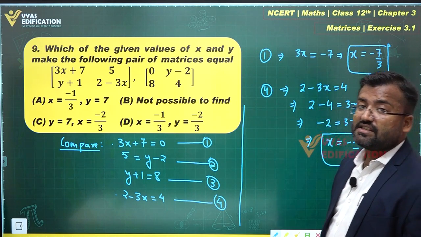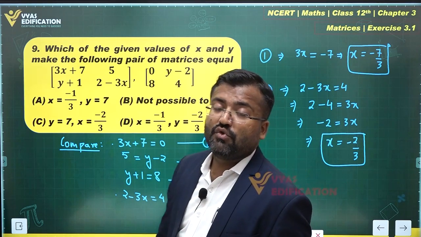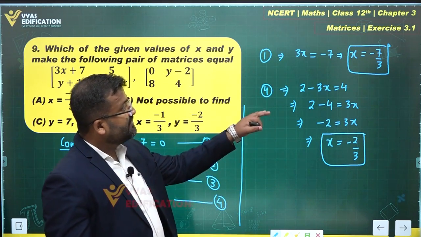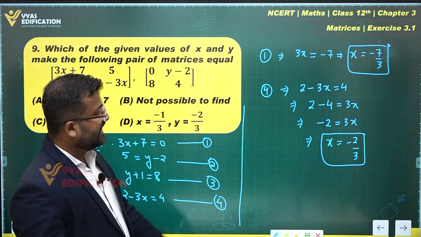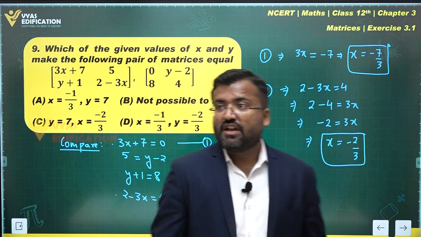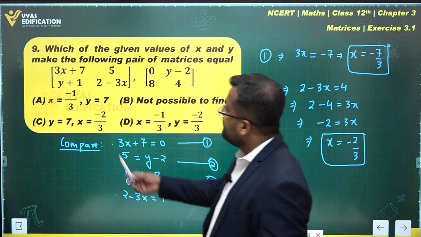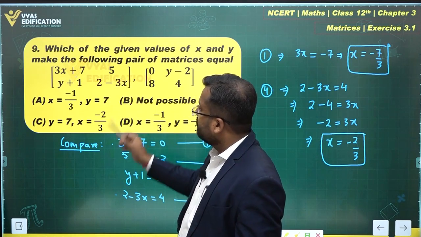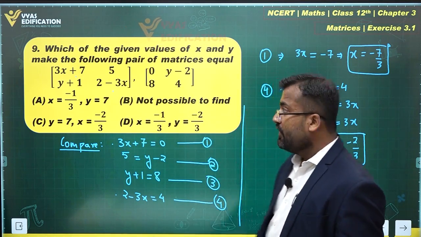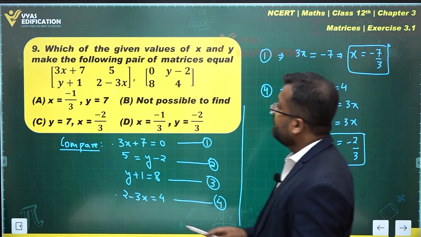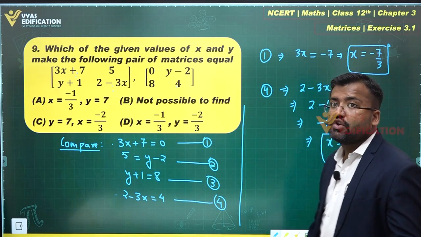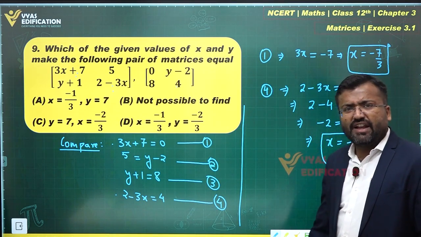The value of x should have been the same from the two equations. In one case we are getting the value of x as minus 7 by 3, in the second case we are getting the value of x as minus 2 by 3. So there is an issue. For x equal to minus 7 by 3, these two elements would become equal, but these will not be equal. For the other value of x, this would be equal to this, but this will not be equal to this. Why are we not finding y? Let's find y also.